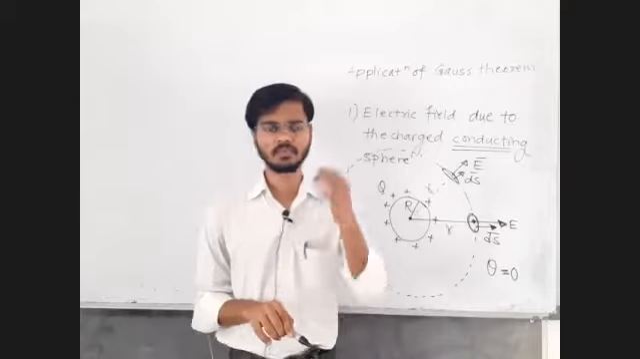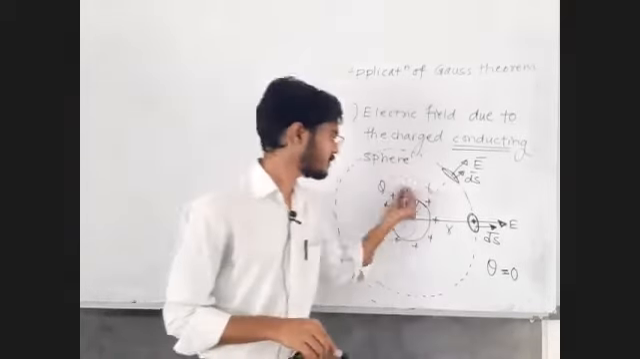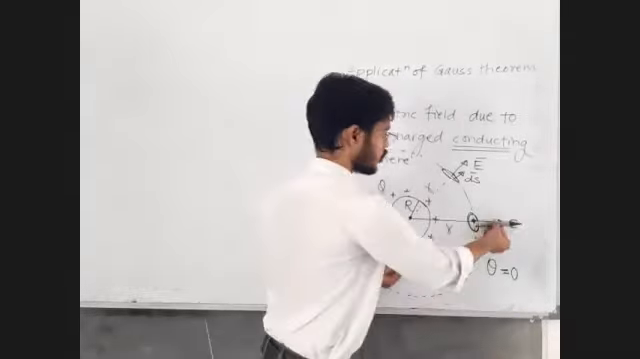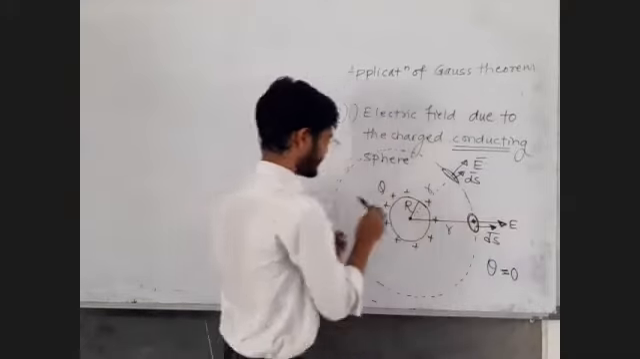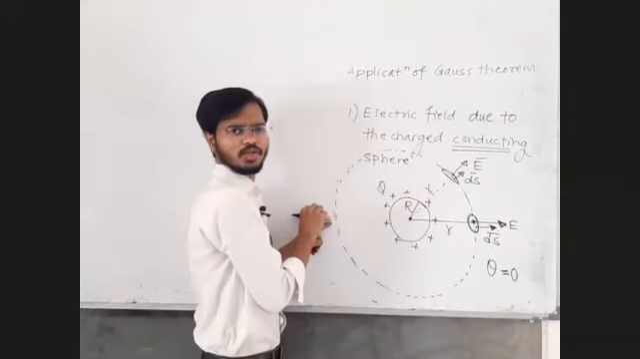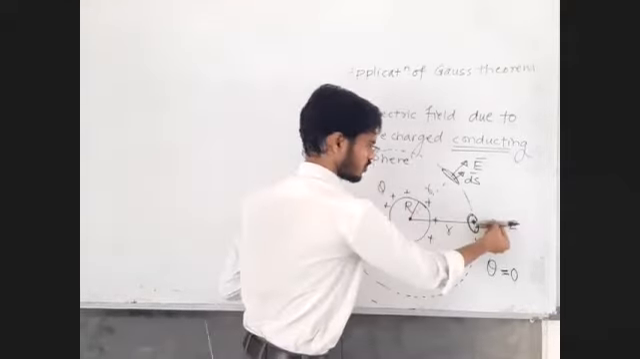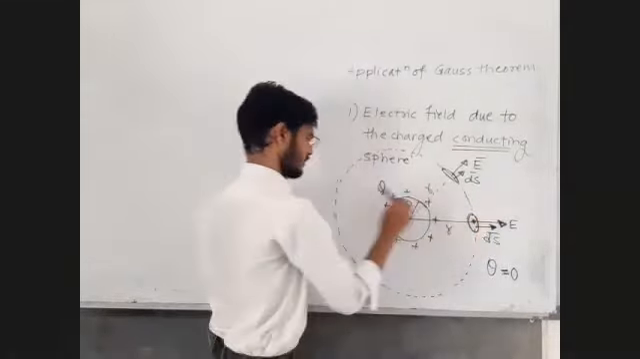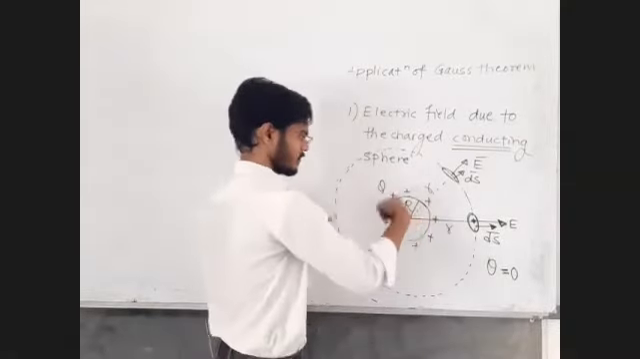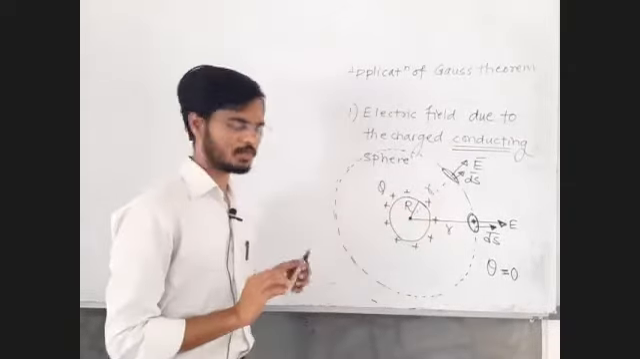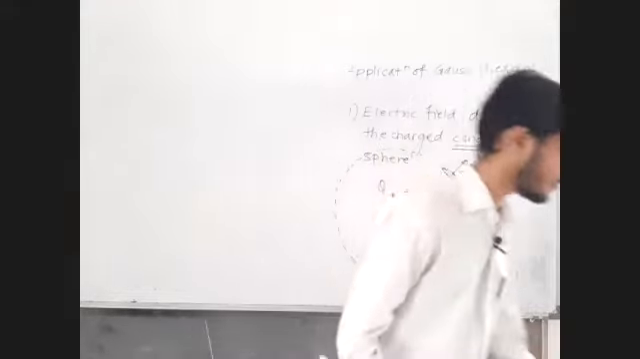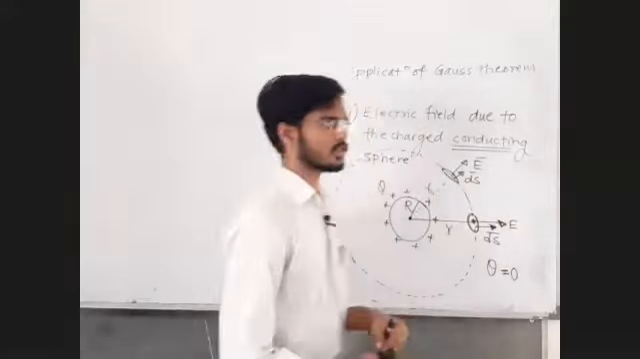Yes. Our system is symmetric. If the magnitude of the electric field at one point is some value, then at any other point on the sphere it should be the same value. Symmetry. It's a sphere. It's a symmetrical object in three dimensions.